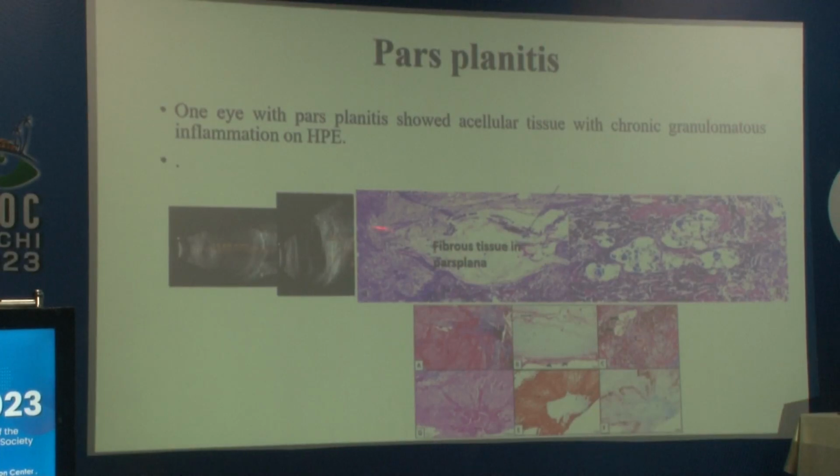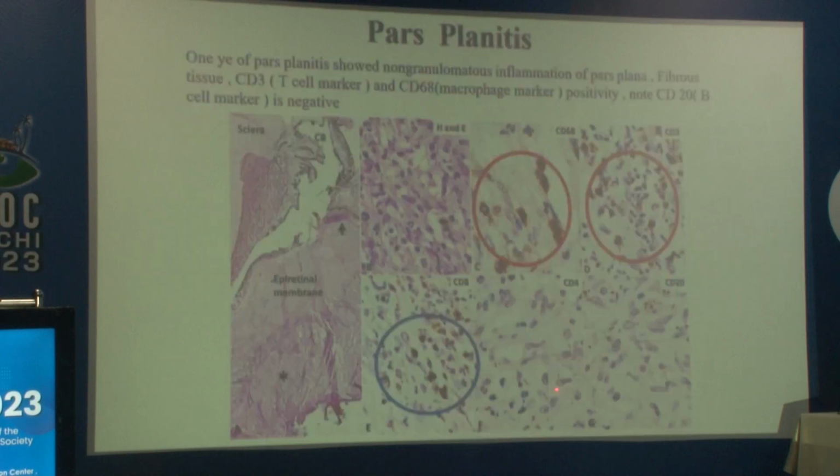And in a case of pars planitis, where you don't remove the eye, you could see the acellular tissue corresponding to the pars plana snow banking areas with chronic granulomatous inflammation. And we could find out the glial fibrillary acidic protein, seen that this is a glial tissue. And it was positive for CD68, that is a macrophage marker, CD3, T cell marker, and CD8, T suppressor cell marker.